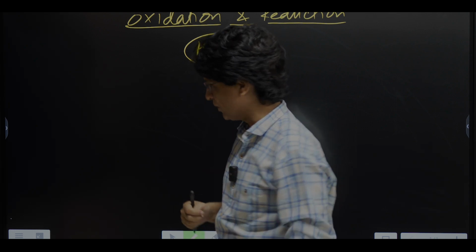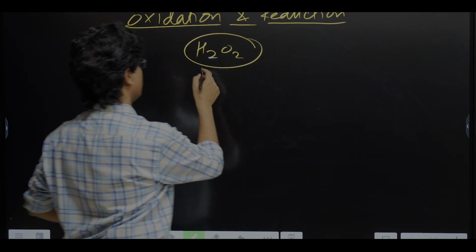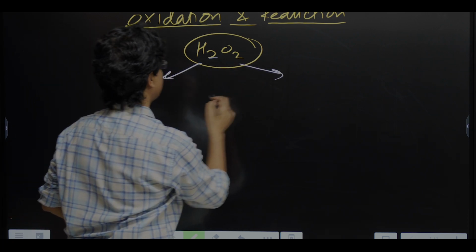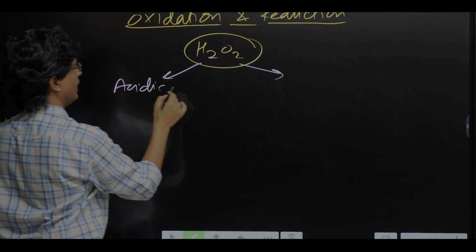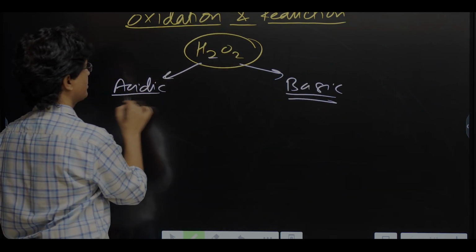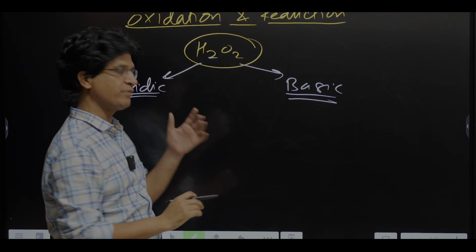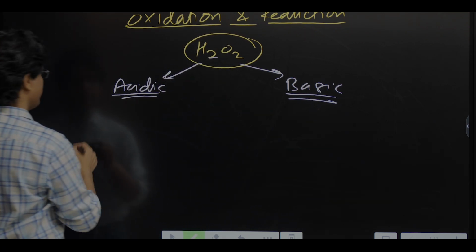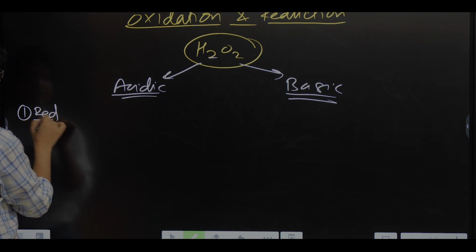Okay? Chalo. So H2O2 is a very interesting compound, and the beauty of this compound is that it can go for, like say, in acidic medium and in basic medium. It can go for oxidation as well as reduction. It's very important. It can go for oxidation as well as reduction. So let's see one by one. Let's say first we'll see the reduction in acidic medium.